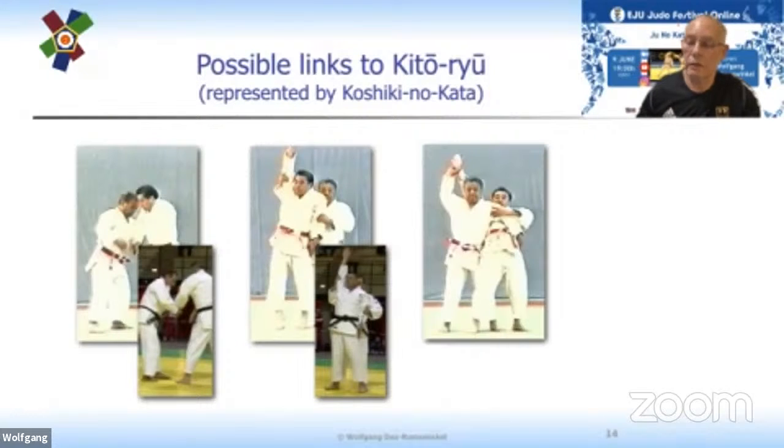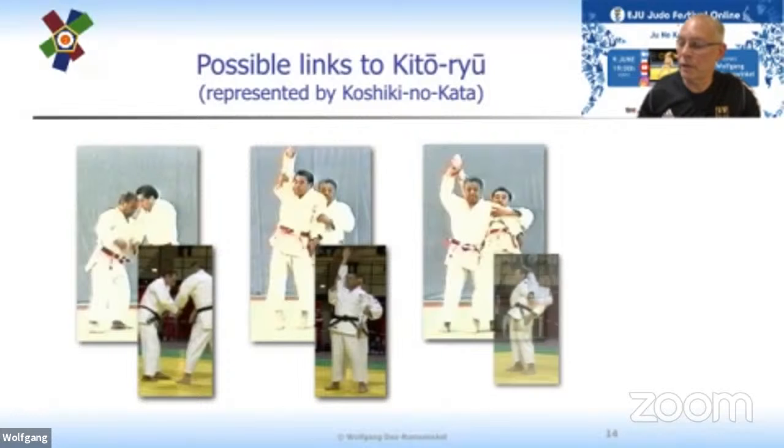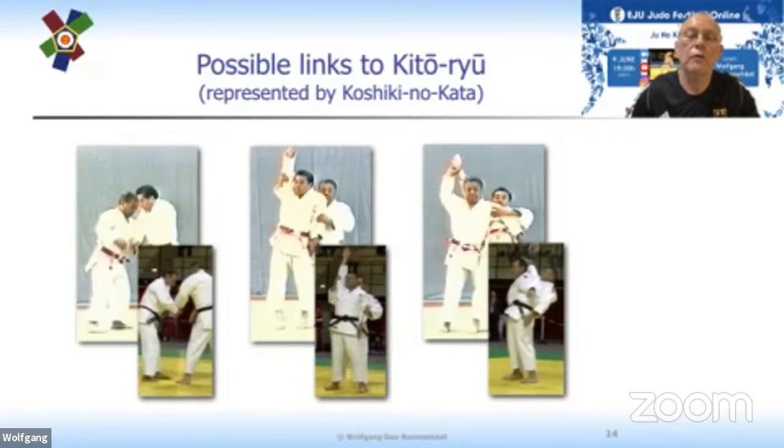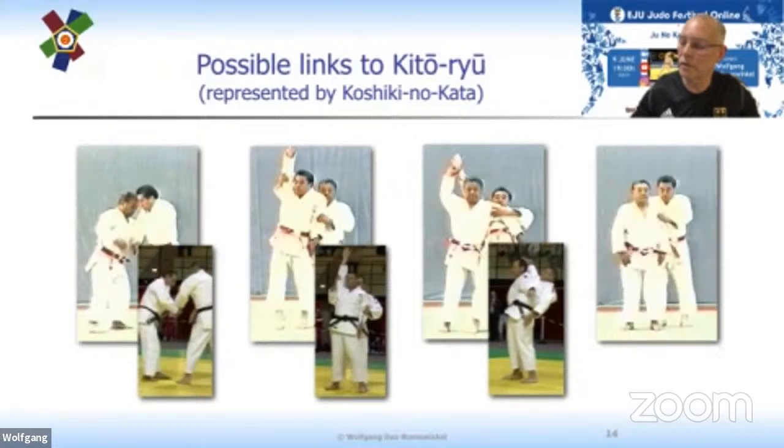Completely different meaning of the name. And this is the final position of Ryokuhi. In this position, Tori could throw, but he doesn't in Juno Kata. It's the same position.